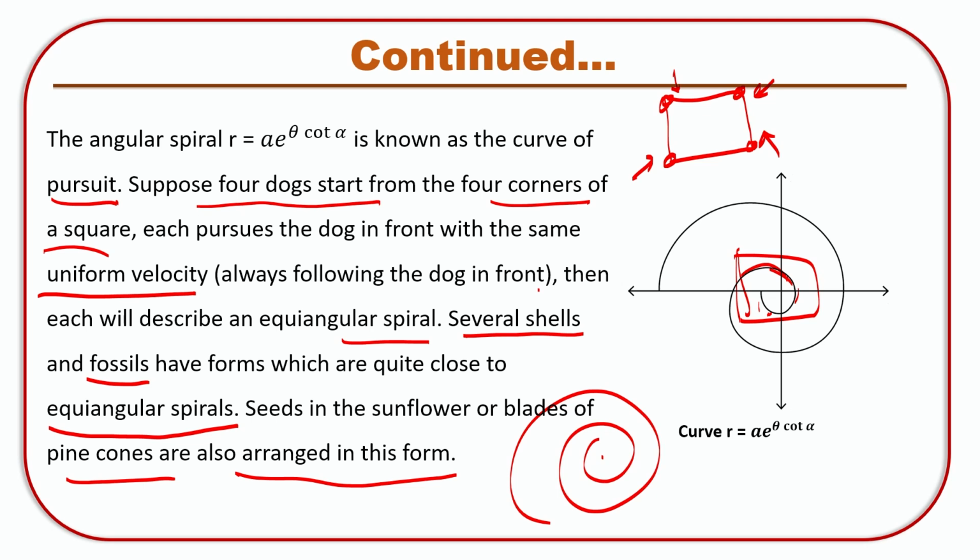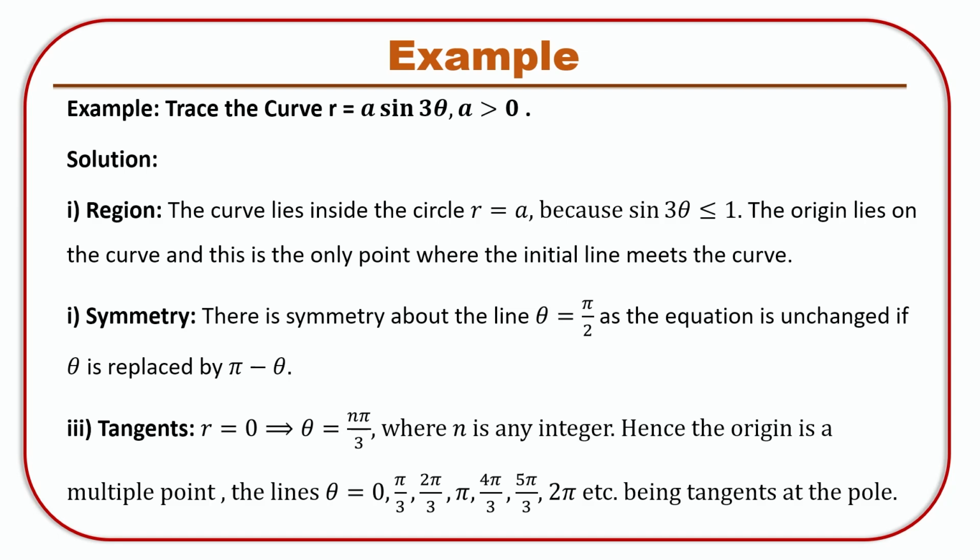So our curve r equal to a e^(theta cot alpha) is important not only for geometrical reasons, but it is also frequently found in different types of biological and historical implications and applications. Now look at the third example: trace the curve r equal to a sin theta. We are going to check 3 properties.